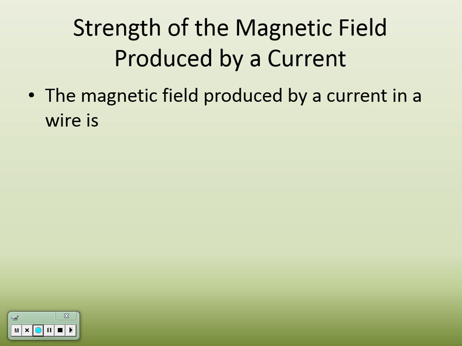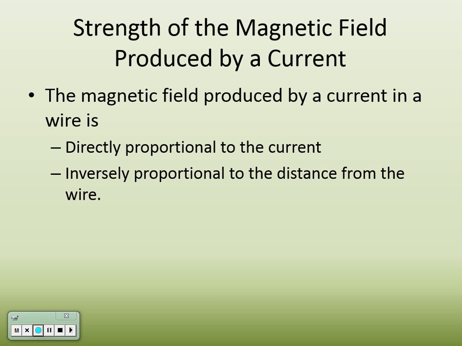When we talk about how strong of a magnetic field is produced by a current flowing through a wire, we talk about two things. The magnetic field is directly proportional to the current, and inversely proportional to the distance from the wire. So the more current we have flowing through our wire, the stronger magnetic field it produces. But also, depending on how far away we are, that can affect it as well.